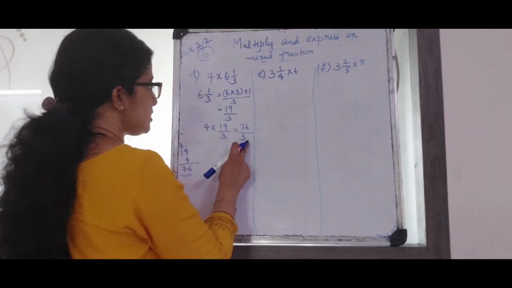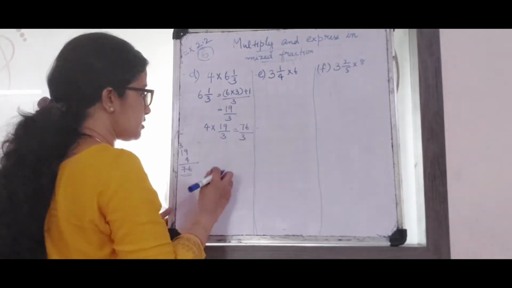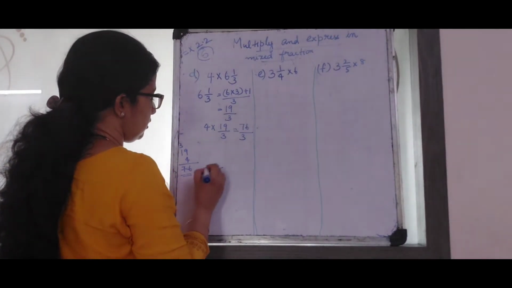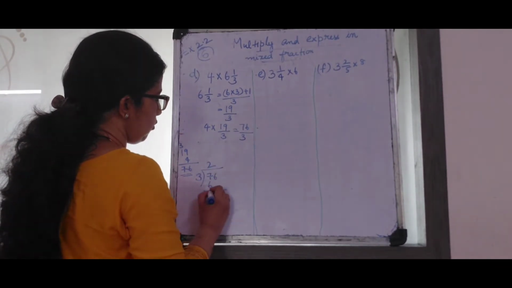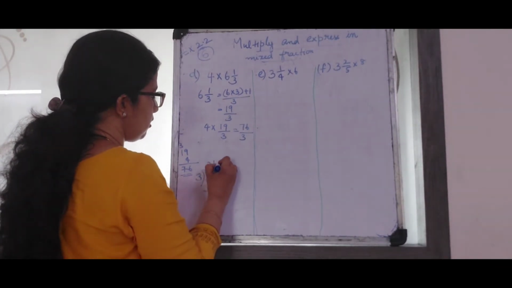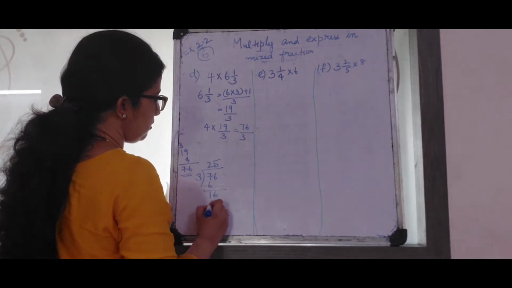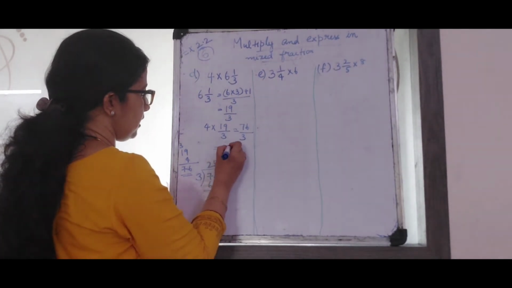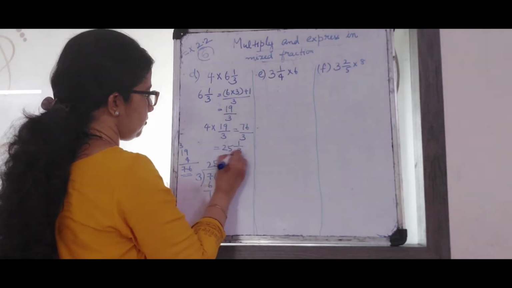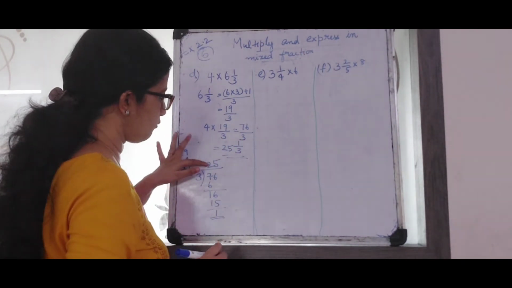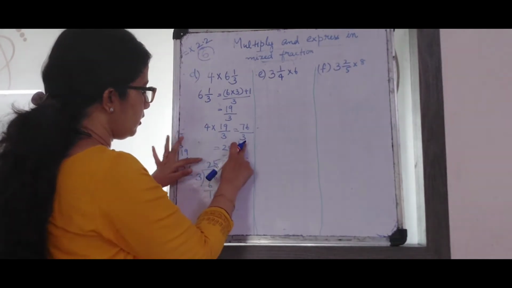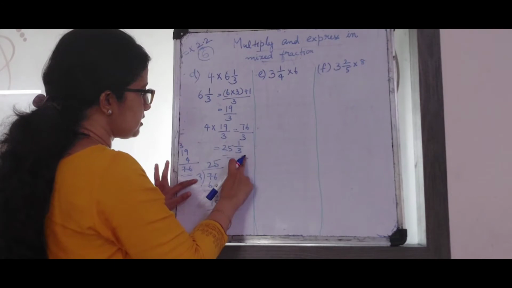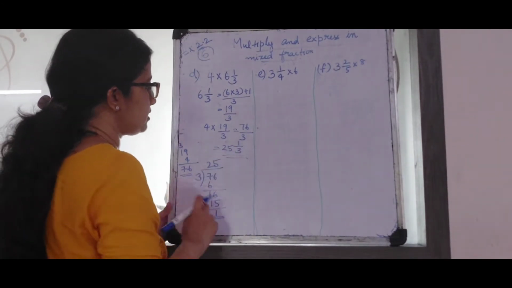Now we have to convert 76 by 3 into mixed fraction. So 76 by 3. 2 3s are 6, 1, 16, 5 3s are 15, 1. So the answer is 25 1 by 3. Quotient is 25, remainder is 1, divisor is 3, right? So 25 1 by 3 is the answer.